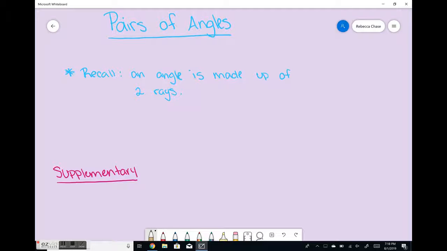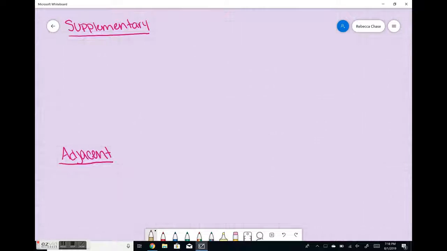So recall, an angle is made up of two different rays, all right? A ray is a segment that goes forever in one direction. Well, when you connect two of them, we've got an angle. And we've got different types of angles that, when you combine them or when they have a certain characteristic, we have special names for them.